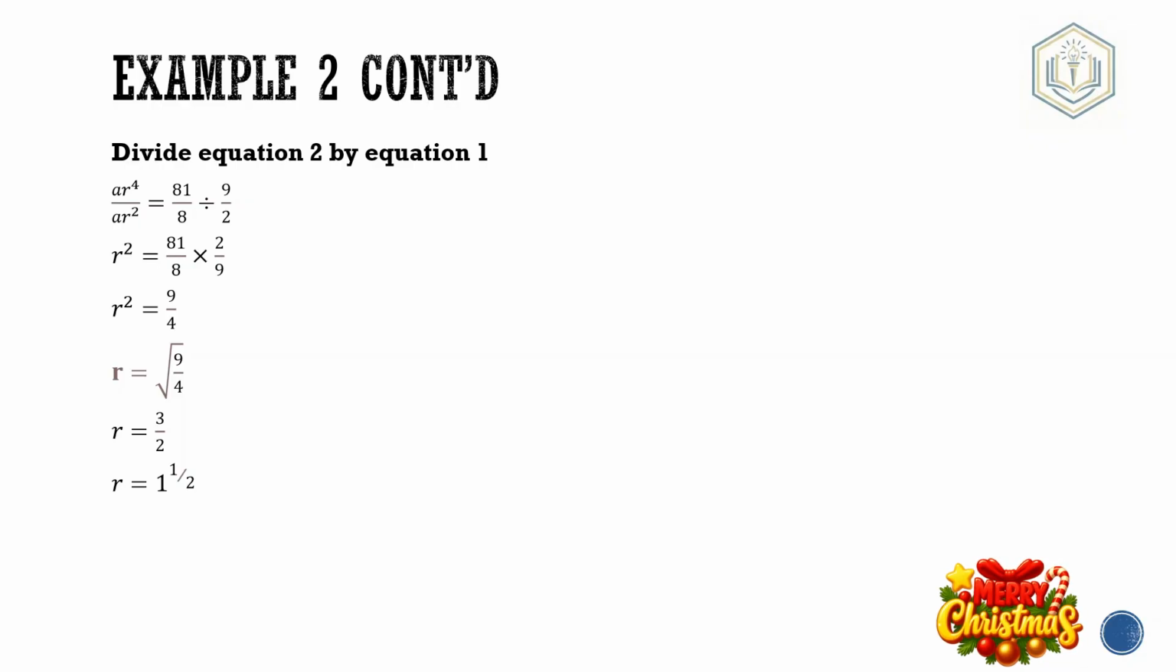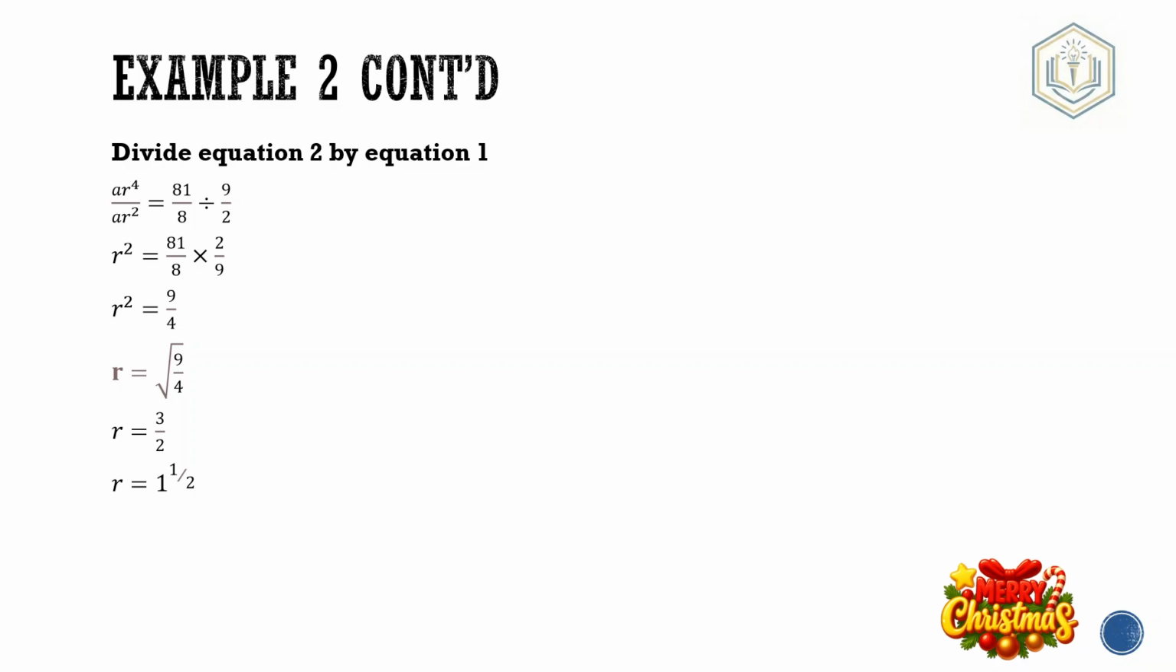So if you look closely, you will discover that your r raised to power 2 equals 81 over 8 times 2 over 9. If a division sign wants to change to a multiplication sign, just take the reciprocal of the number close to it. That is, take the reciprocal of 9 over 2. The numerator will come down and become the denominator, and the denominator becomes the numerator. So you have 2 over 9. And so that will give you r squared equals 9 over 4 when you sort it out.